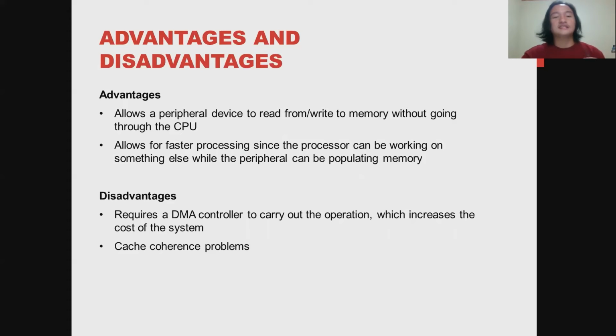The advantages and disadvantages of DMA. Advantages: it allows the peripheral device to read from and write to memory without going through the CPU. It allows for faster processing, since the processor can be working on something else while the peripheral is populating memory. The disadvantages are that it requires a DMA controller to carry out the operation, which increases the cost of the system, and cache coherence problems.